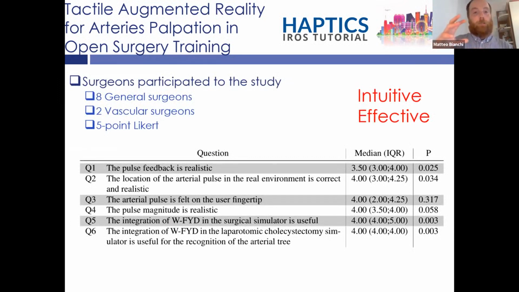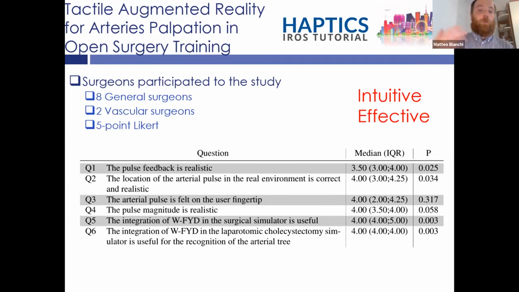Again, the system was thought for surgeons. So we tested this system with general surgeons and vascular surgeons. They were able to still palpate the artificial artery, and at the same time they experience this effect at their finger pad. And we again use a subjective quantitative evaluation to understand if the feedback was evaluated as intuitive and effective. And we found good results.